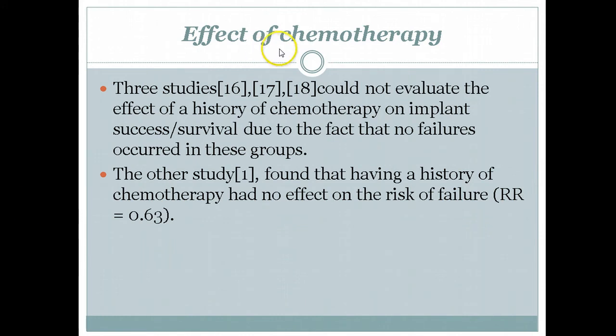So next we talk about chemotherapy. Again, in the same theme of patients with possible cancer, radiotherapy, and chemotherapy. In 3 studies, they could not evaluate the effect of history of chemotherapy on implant success or survival due to the fact that no failures occurred in these groups. So that itself is kind of an indication, but they couldn't make any distinction, at least in that study.